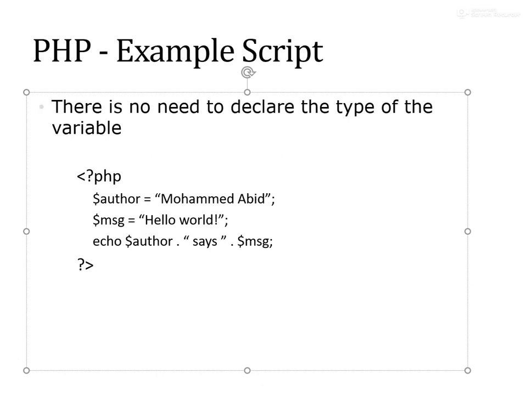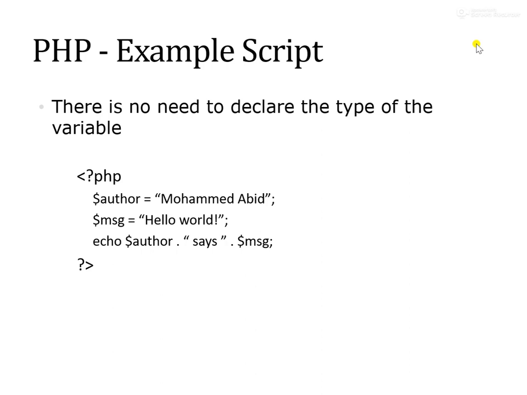There is no need to declare the type of the variable in PHP. When we have a normal C++ variable, we need to declare its type: int, float, double, char, bool. But in PHP, we don't need to declare the type of the variable. When we assign the value to the variable, from the value, the compiler will automatically assign the variable type. So we don't need to provide the variable type.